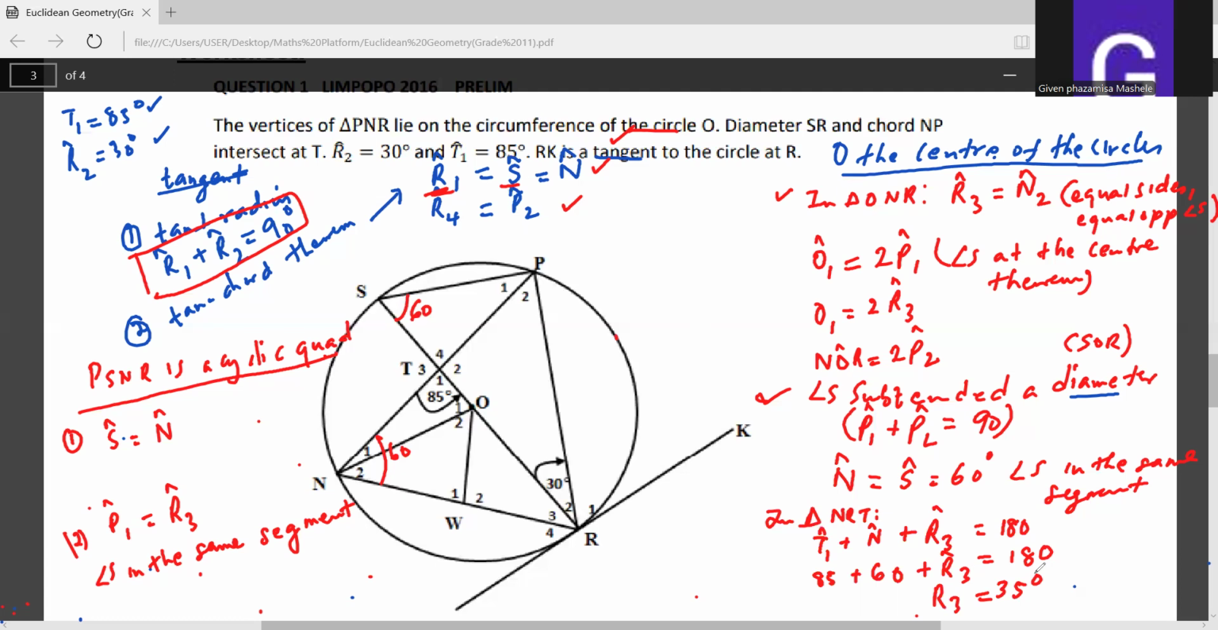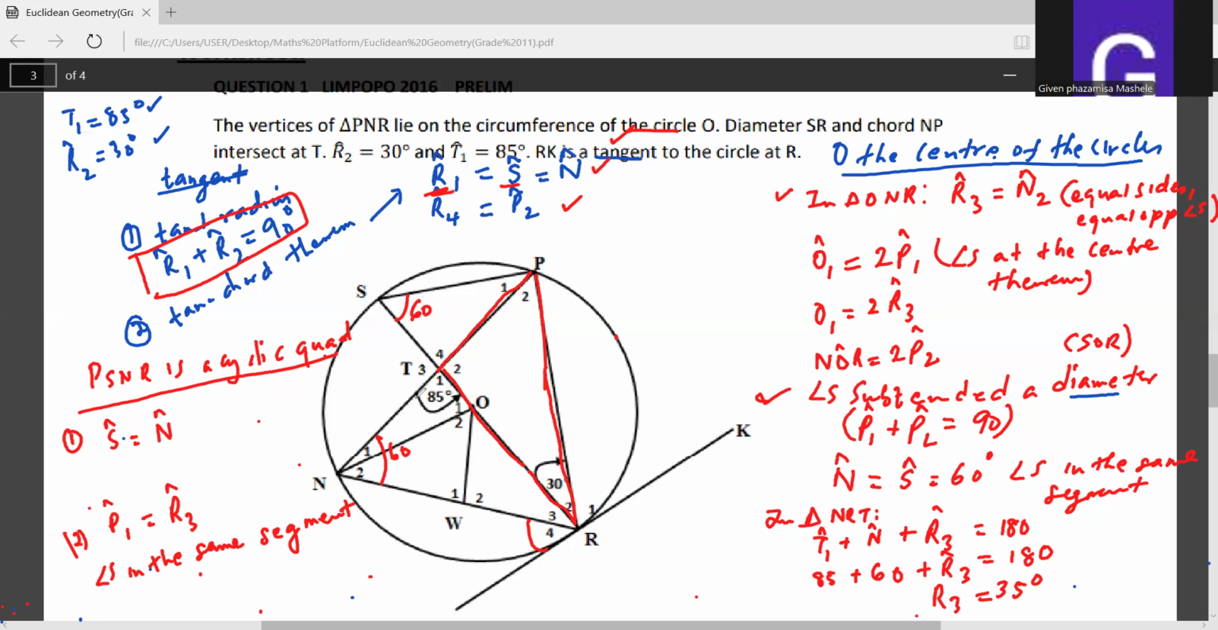R3, it's 35 degrees. Another way would be, that's what I'm saying, there are many ways to skin a cat. We can look at this triangle here. If you look at this triangle PTR, from P to T to R to P again. If we get P2, then we can get R4 because R4 and P2 are equal according to the tangent theorem. And once we get R4, then we're going to get R3 because R3 plus R4 is also tangent perpendicular to radius.